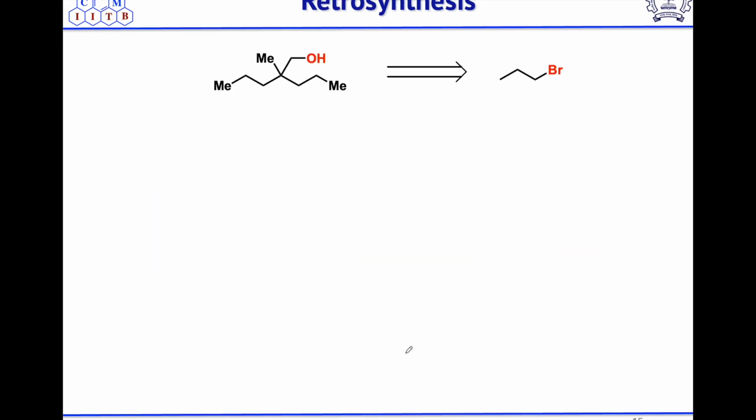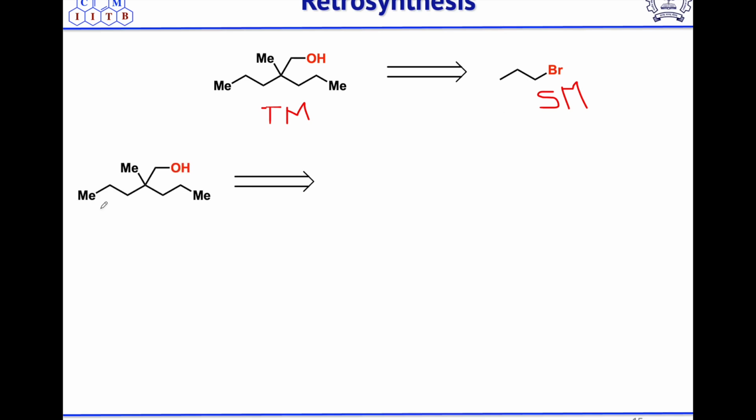So the next example: this is the target molecule. If you see this molecule, it has this primary alcohol, the 1 degree alcohol at this carbon. The starting material, if you see, is propyl bromide. The starting material is also given to you. Now we'll do the retrosynthetic plan.